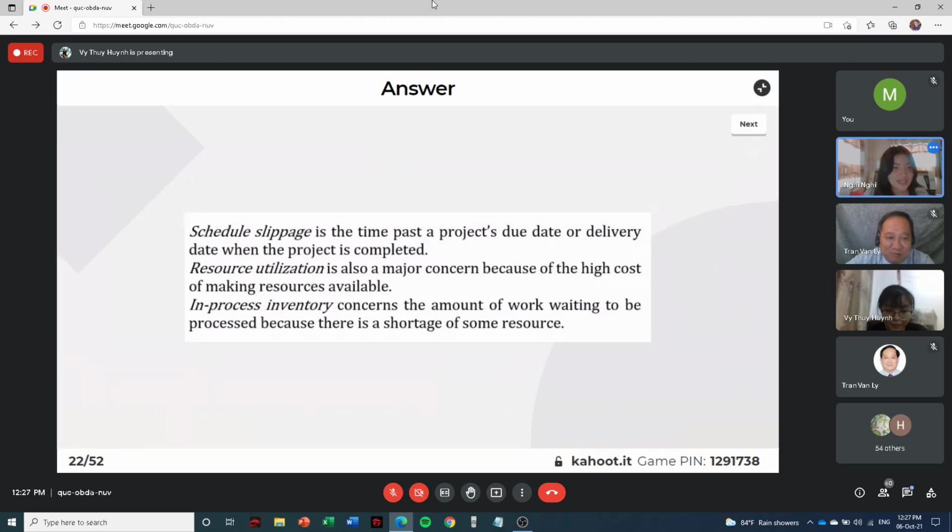Try harder. So schedule slippage is the time past the project due date or delivery day when the project is completed. Resource utilization is also a major concern because of the high cost of making resources available. In-process inventory concerns the amount of work waiting to be processed because there is a shortage of some resource.